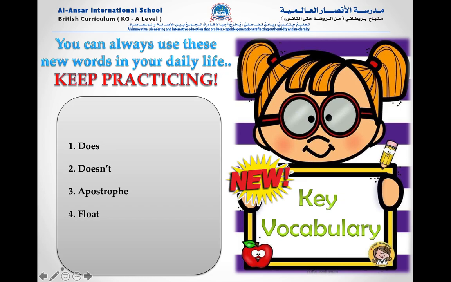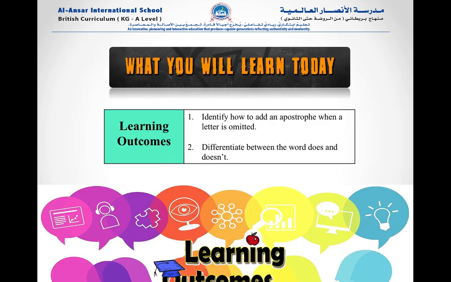Amazing work. Good job. At the end of today's lesson, you are going to identify how to add an apostrophe when a letter is omitted. Now this means that you will know where to add an apostrophe when you take out a letter. So omitted means when you just take out a letter. The second thing that you are going to learn is you are going to differentiate between the word does and doesn't. So when will I use the word does? And when will I use the word doesn't?